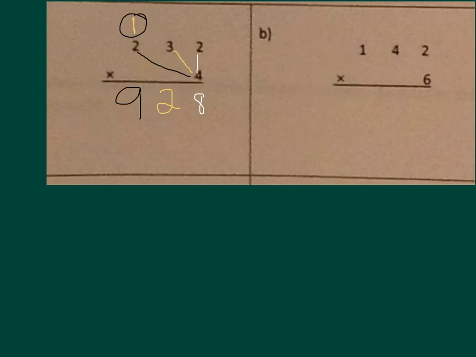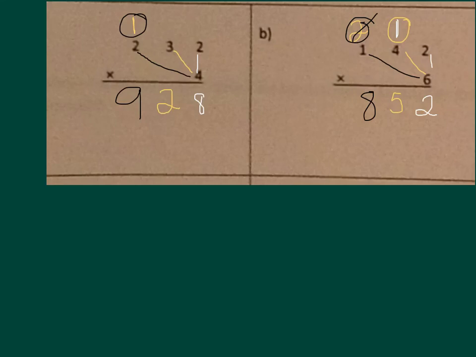Hopefully you got that. Here's the next one. 142 times 6. 2 times 6 is 12. Put my 2 there. I have to carry my 1 to my tens place. 6 times 4 is 24, plus the 1 I carried, 25. 5 goes here. I have to carry my 2. 6 times 1 is 6, plus the 2, 8. And there's your answer.